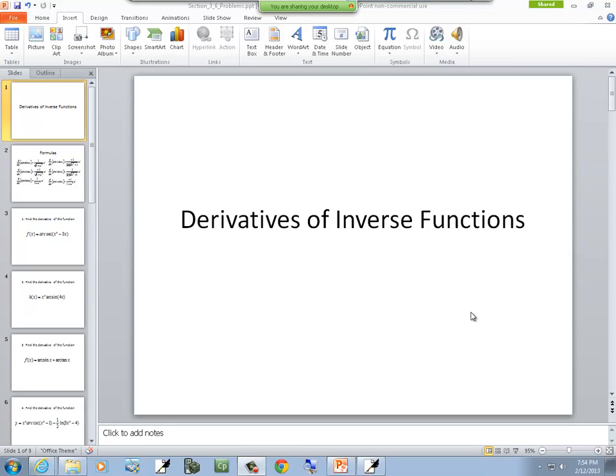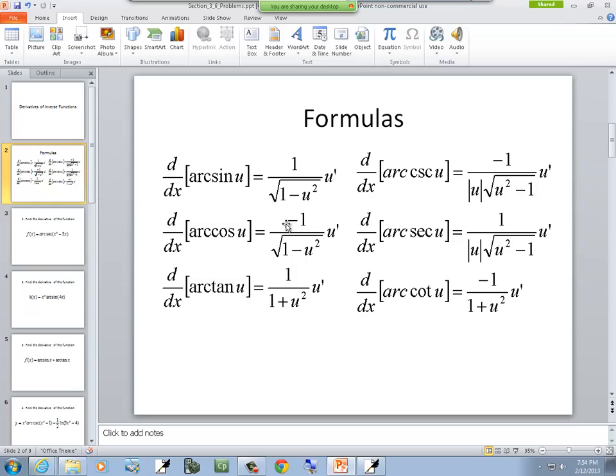Let's take a look at derivatives of inverse functions. And our formulas, we're looking at arc sine, arc cosine, arctangent, arc cosecant, arc secant, and arc cotangent. And the u can represent anything. The u prime at the end is for the chain rule. That's where you have more than a single variable following your arc sine, arc cosine, and so forth. And basically whatever u is, you just plug the u into the formula.